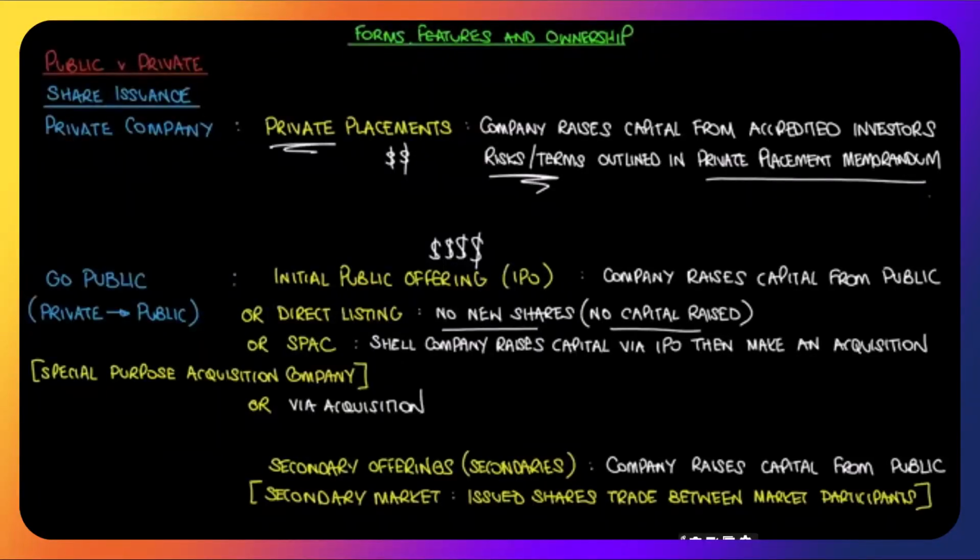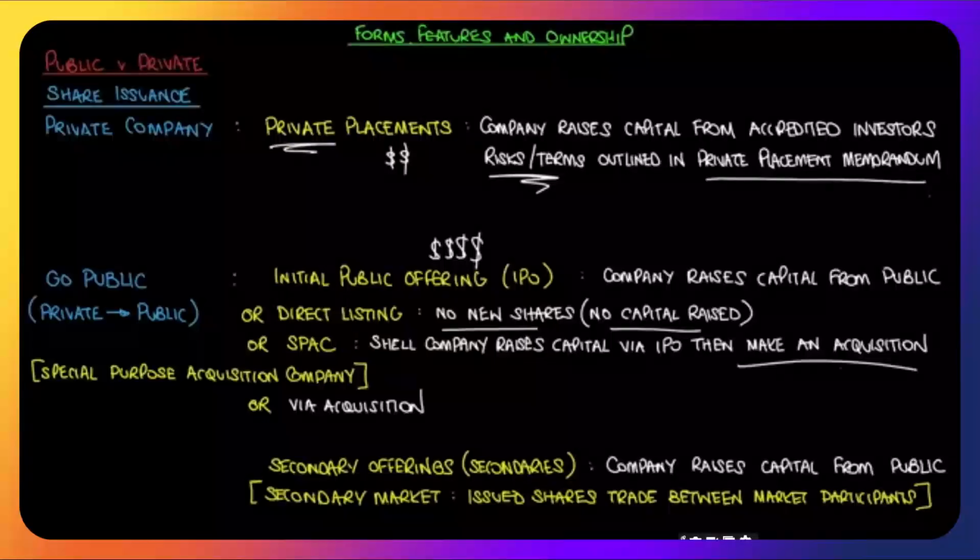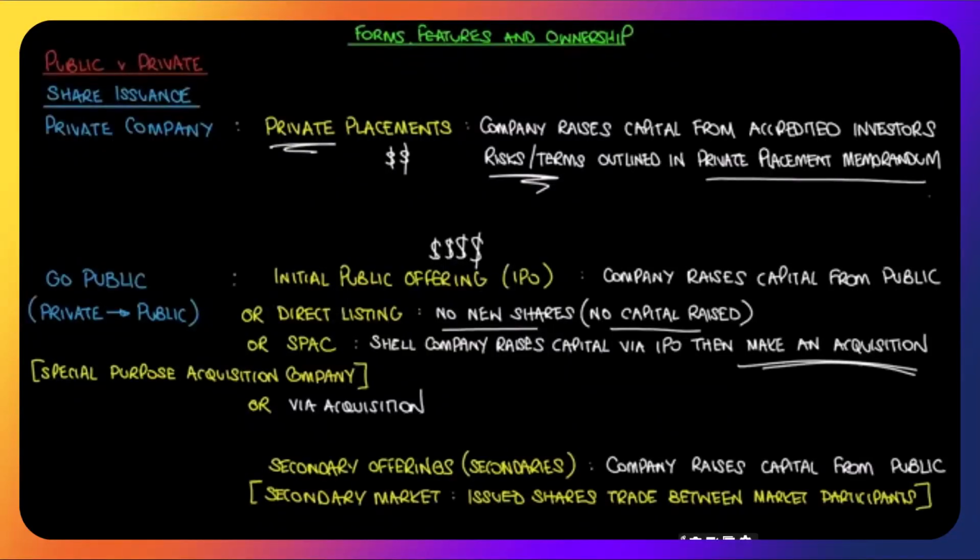A SPAC is a shell company. So it sits there with no operations, with no business, with no nothing, but raises capital via an IPO. So the shell company goes through the IPO process. It's a lot easier for a shell company to go through the IPO process because there's very little due diligence to do. There's nothing there. But if you have willing investors and the investors trust the management of the SPAC, then they will put their money into nothing with the trust and the faith that the SPAC will then make a successful acquisition.